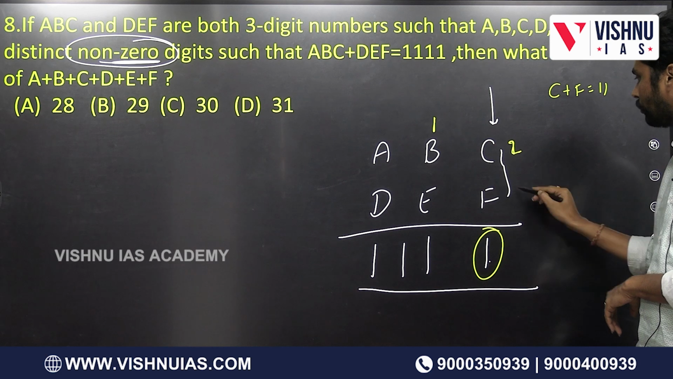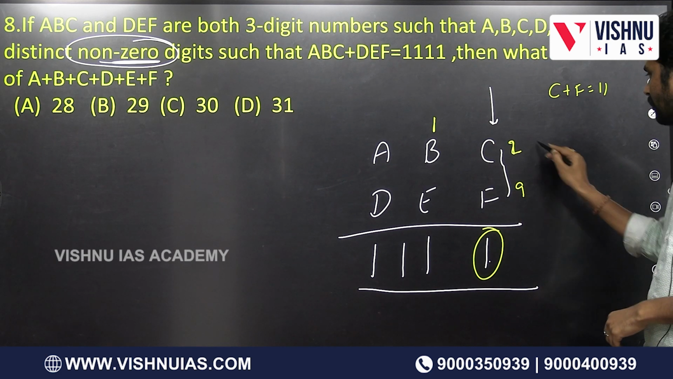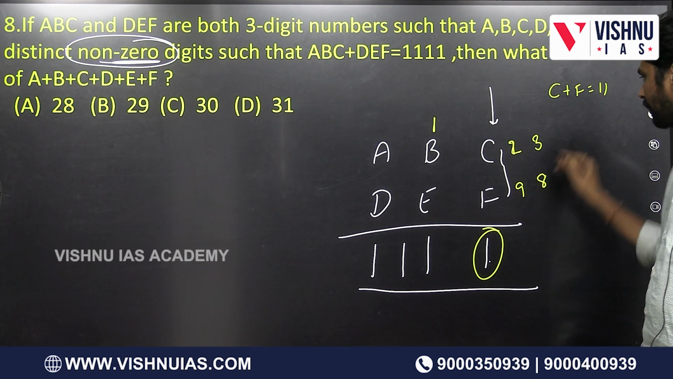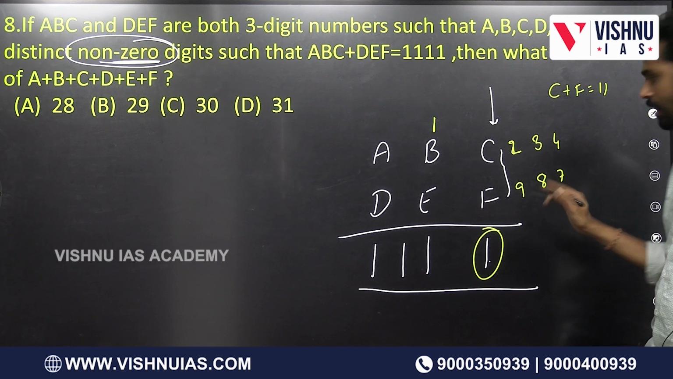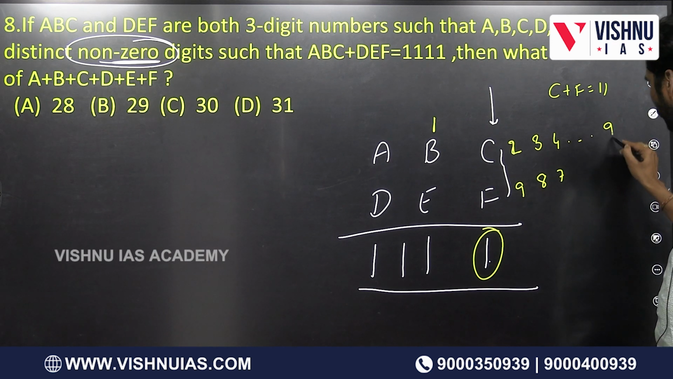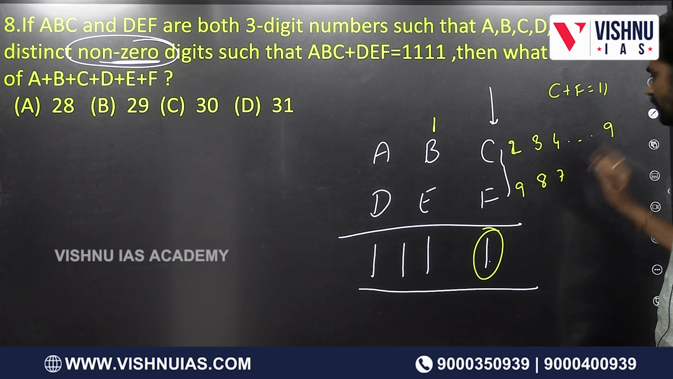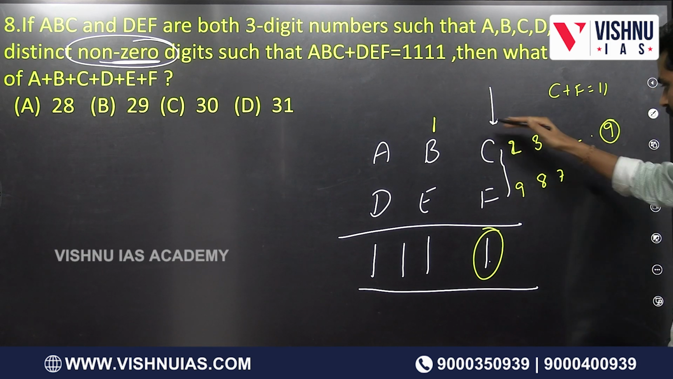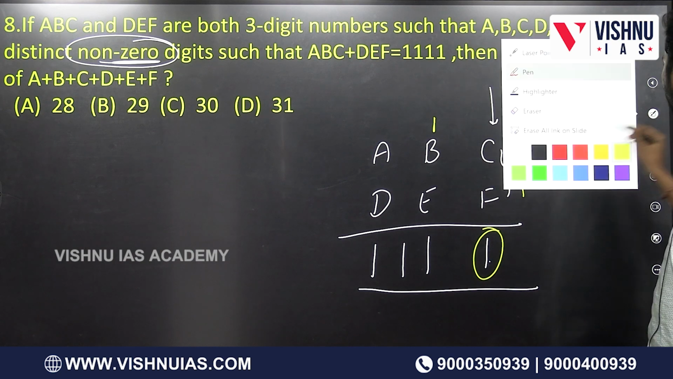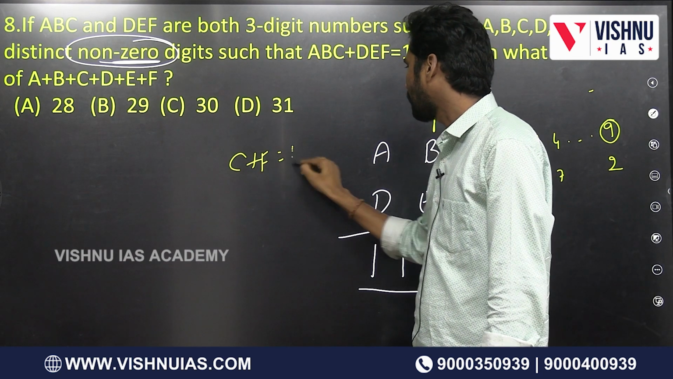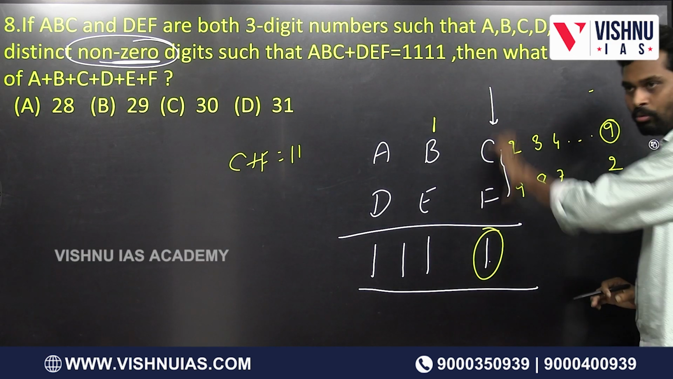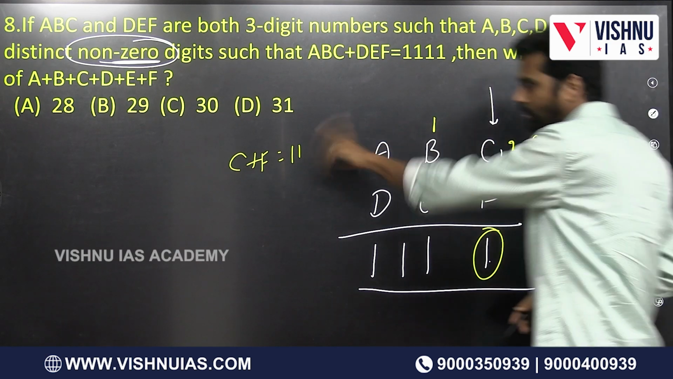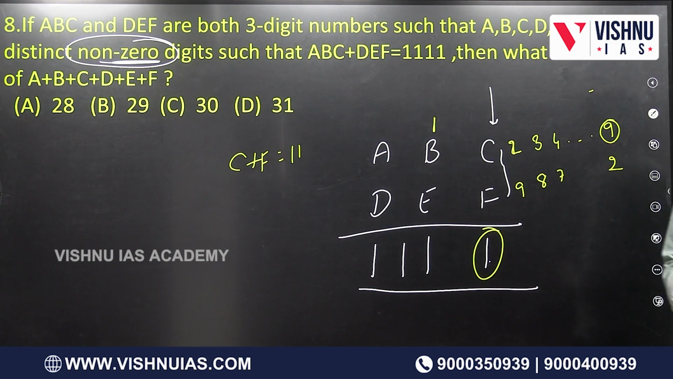So you can take 2. 2 plus 9 is 11. 3 plus 8, 11. 4 plus 7, 11. Any number you can take. Even if you take the largest single digit number, if I take C as 9, then obviously F is 2. So C plus F should be, if I add these two digits, I should get 11 only, right? Is it clear to everyone?